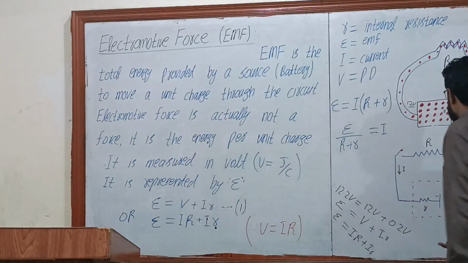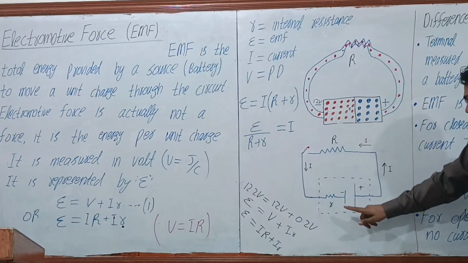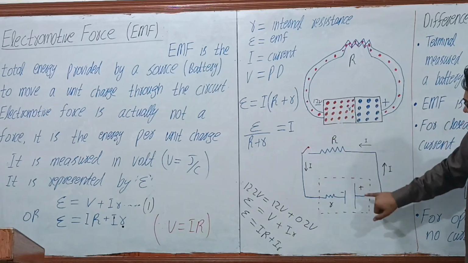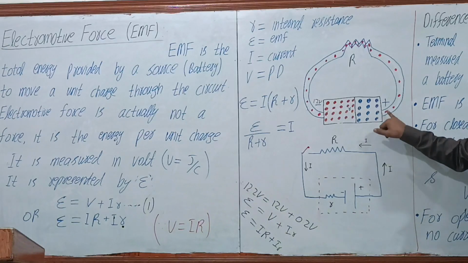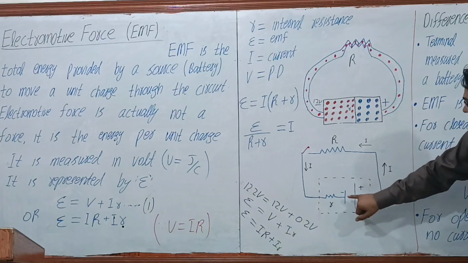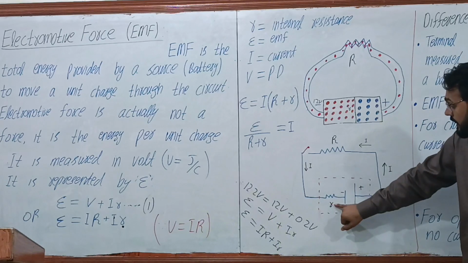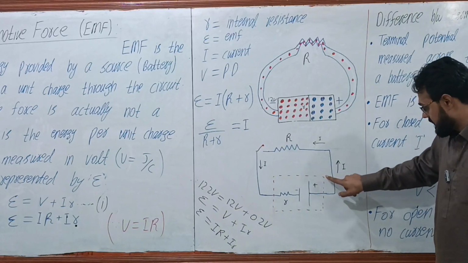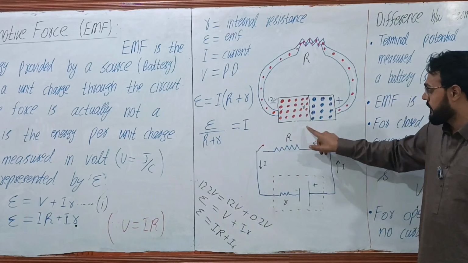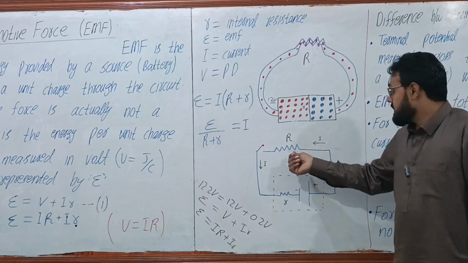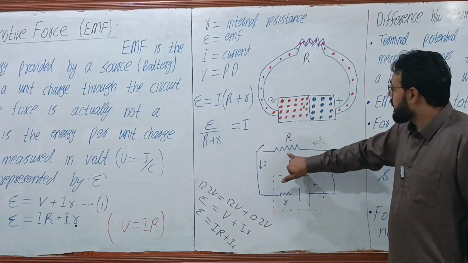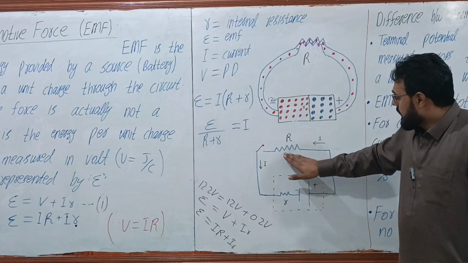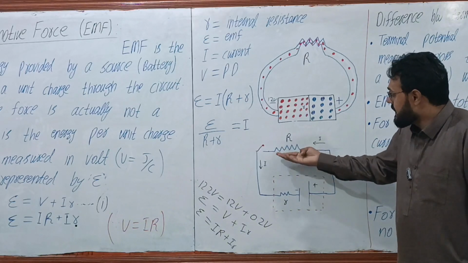Now, the symbolic representation of this source, this battery, is here. The smaller line represents the negative terminal. The bigger line represents the positive terminal. This symbol, small r, represents the internal resistance of the battery, and this whole is the symbolic representation of this battery. And this represents the load. Load can be a bulb, a fan, a water pump, etc. And the load is denoted by this symbol.